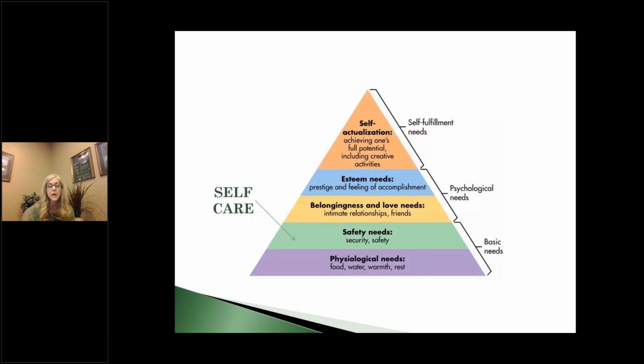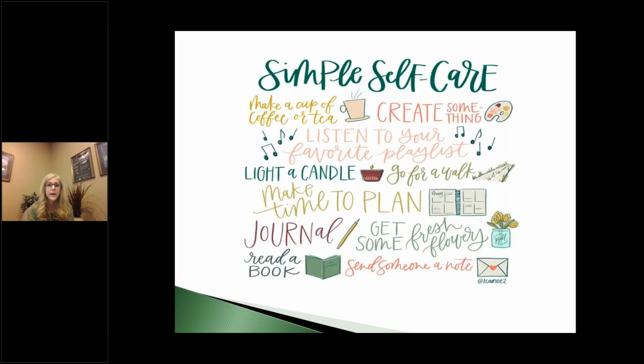I use the example sometimes with my folks, as if we're going to fly somewhere, that flight attendant will give us those instructions every time. In the event of an emergency, your oxygen mask will automatically deploy from the ceiling. Safely secure your mask before you're helping the people around you. That's what self-care is. And again, these are just some quick self-care reminders. Make a cup of coffee or tea, light your favorite candle, enjoy your favorite playlist, go for a walk. It's really just using the sensory system to bring yourself down to a more comfortable, happy place.